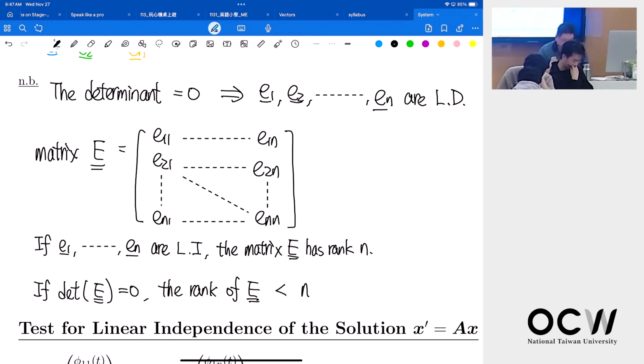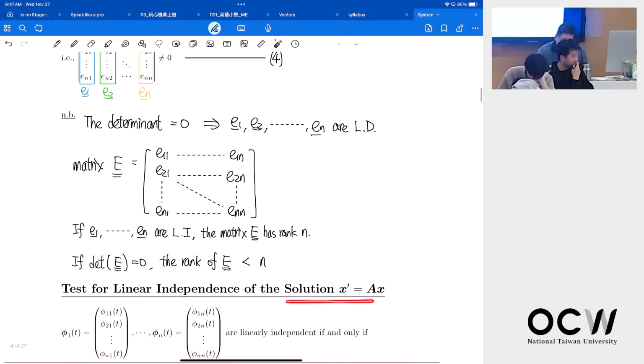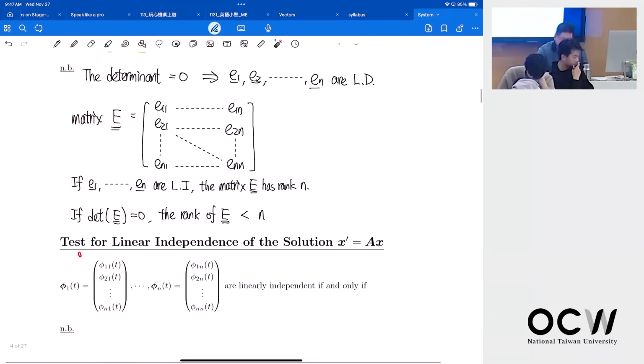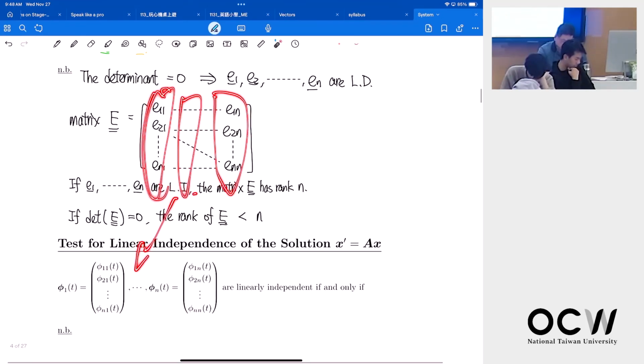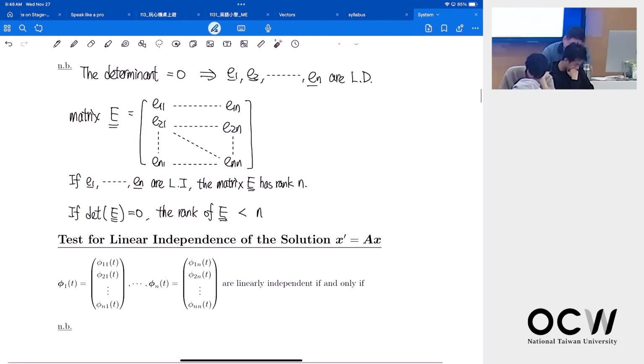Okay, so now we can apply that to the homogeneous system. This is just a quick review: the test for linear independence of the system. Now the vector becomes a vector function of t. Here is a function of t, function of t, function of t, and they are also the vectors phi 1 to phi n.